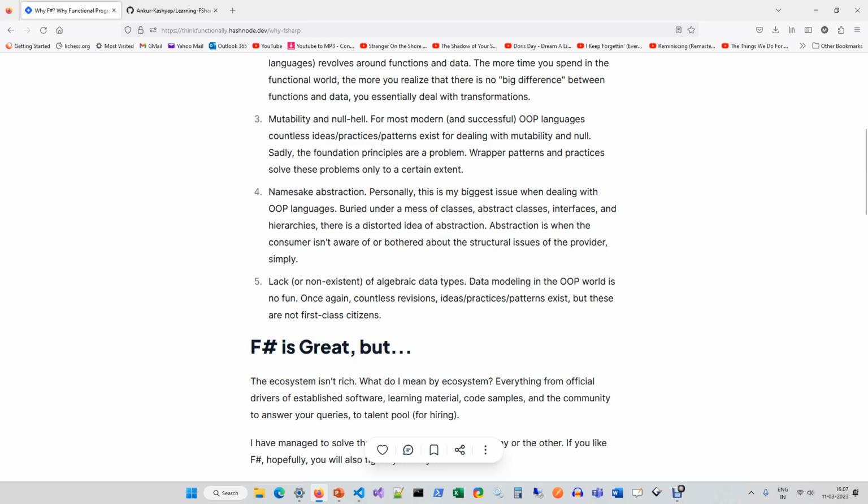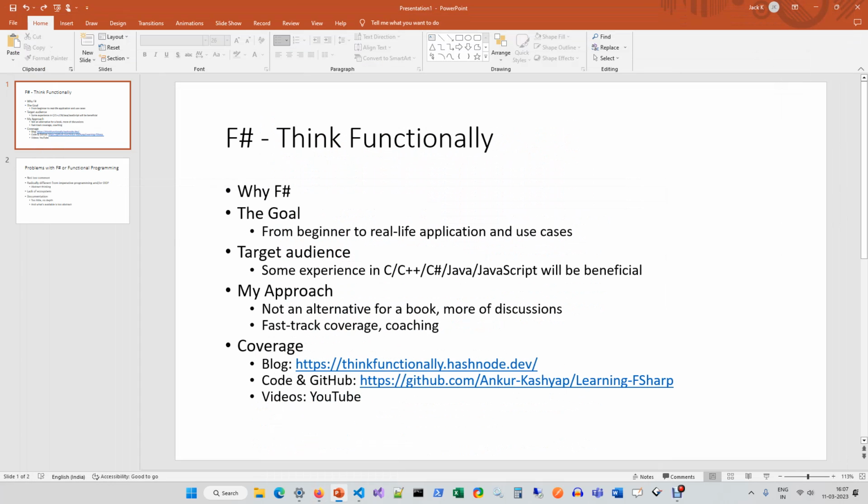Algebraic data types, which is the term as used in functional languages, is a very convenient way of modeling data. So we will address data modeling as and when we reach there.